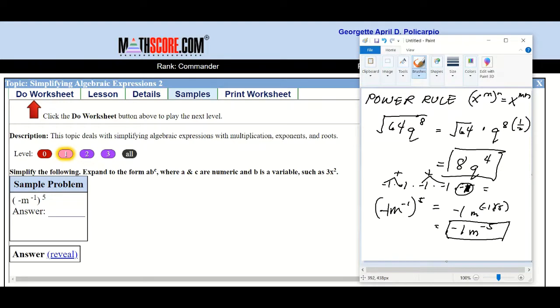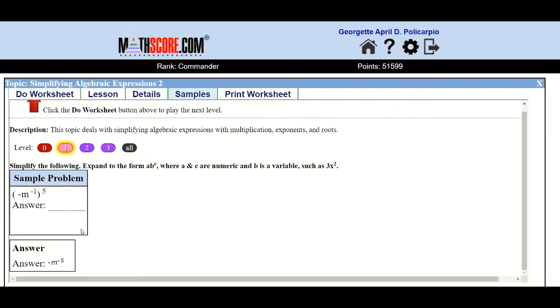Pero may times kasi na hindi nila ina-accept yung negative exponent. Kung hindi man natin gagamitin yung negative exponent, it will become negative 1, tapos dala yung m sa denominator, then positive na yung 5. Balikan nyo yung negative exponent. Reveal natin. Ayun, dito in-accept nila. Pero may times na hindi nila ina-accept. Sa ibang lesson siguro yun, yung may negative exponent.